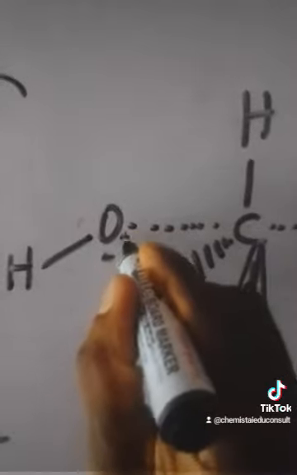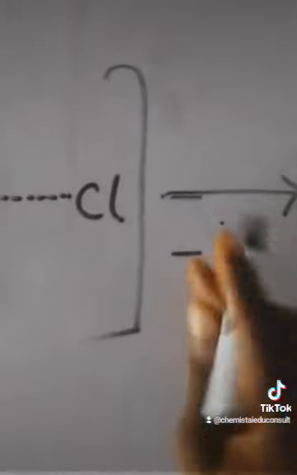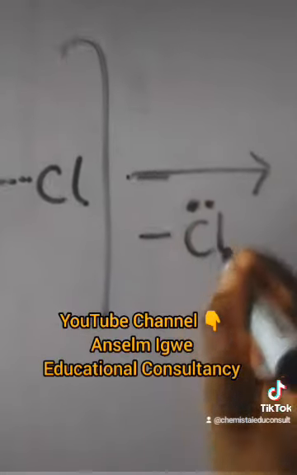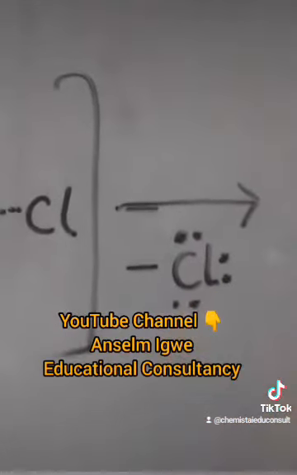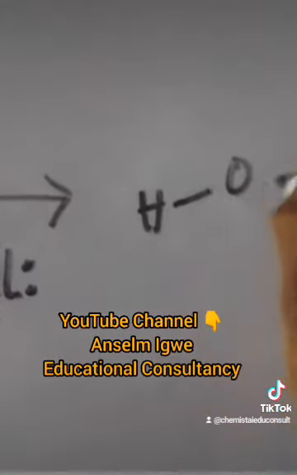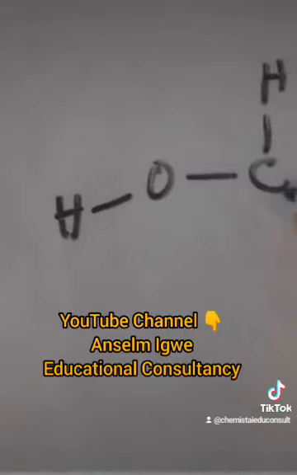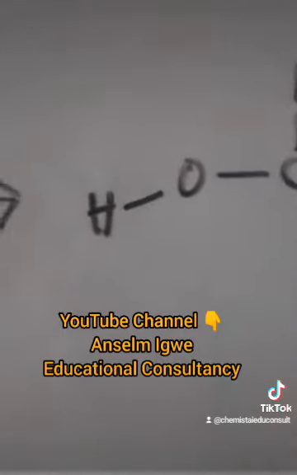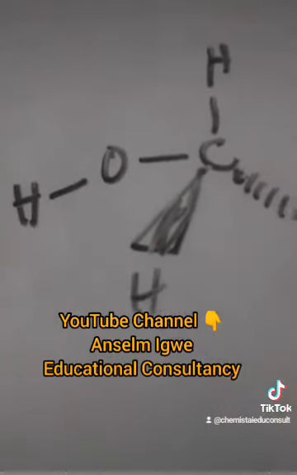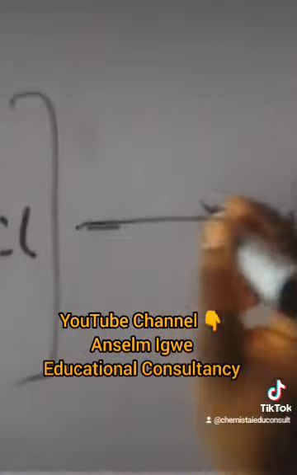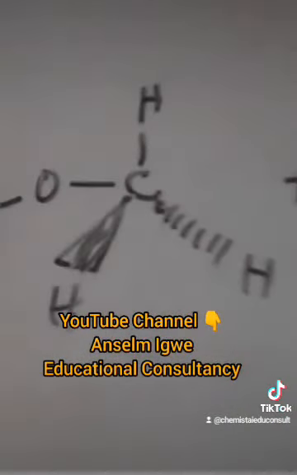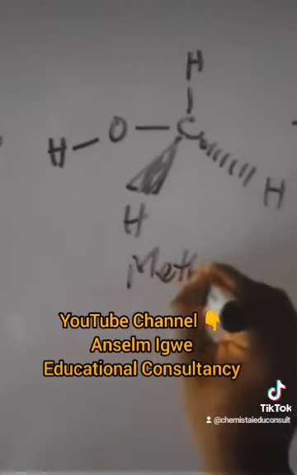Alright? So that is it. And finally, what happens is that chlorine is left. Finally, chlorine leaves. And we now have HO, CH3, H. Or we just write our arrow and write this plus chloride ion. So this is the methanol formed as a result of the SN2 mechanism.